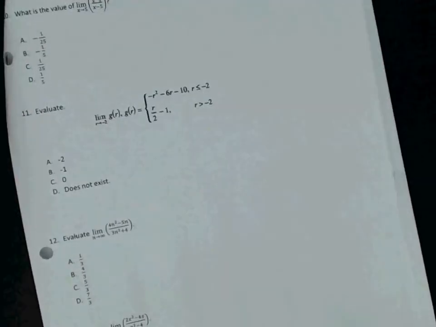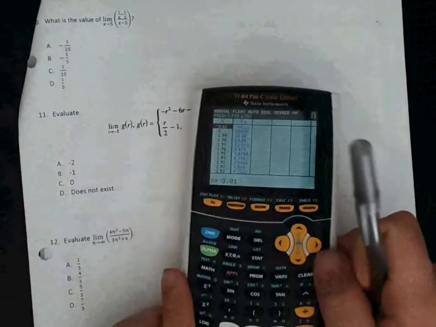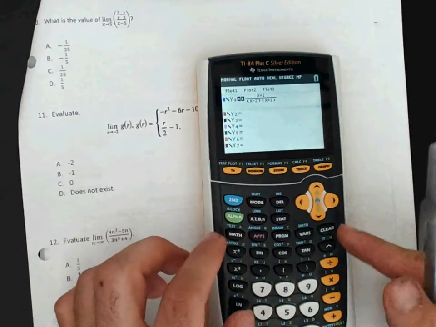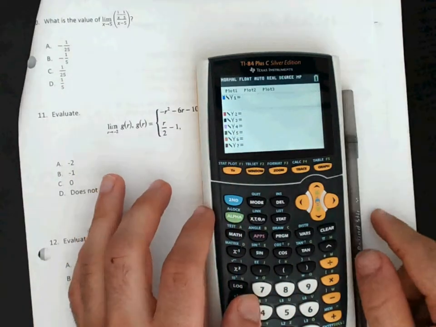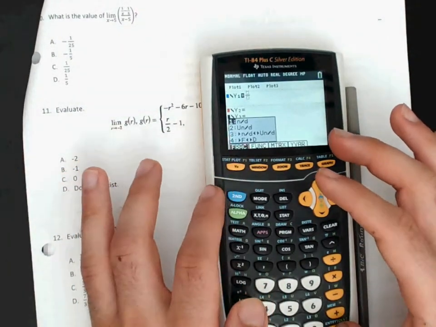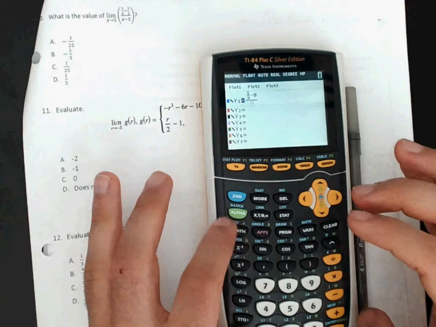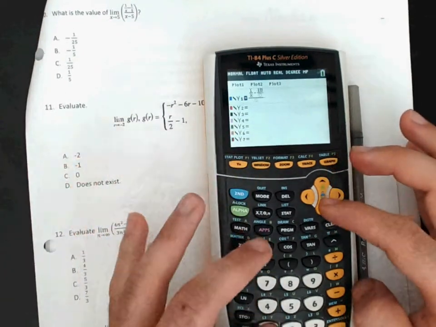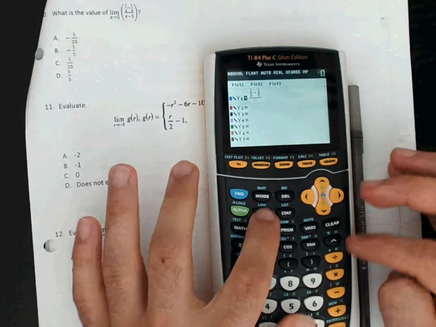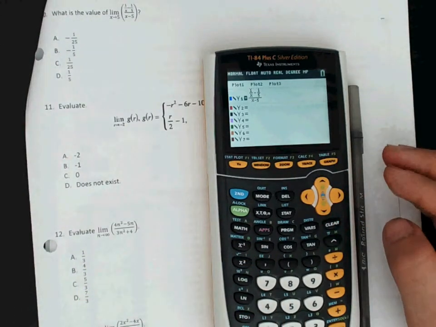Alright, we have 4 more problems. What is the value of the limit as x approaches 5 of 1 over x minus 1 over 5, all over x minus 5? Once again, plug the function into our calculator, in y, and then we do a second fraction. So we do 1 over x minus 1 over 5, over x minus 5. Okay?